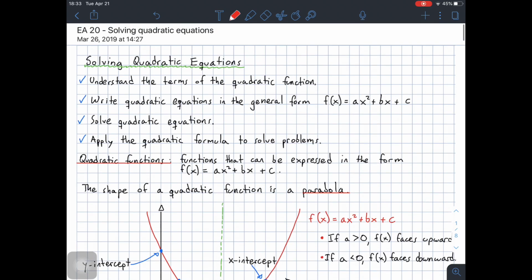So, solving quadratic equations. The objectives for this class: understand the terms of a quadratic function, write the quadratic equations in general form, solve quadratic equations, and apply the quadratic formula to solve problems. So these two are the main things for this class.